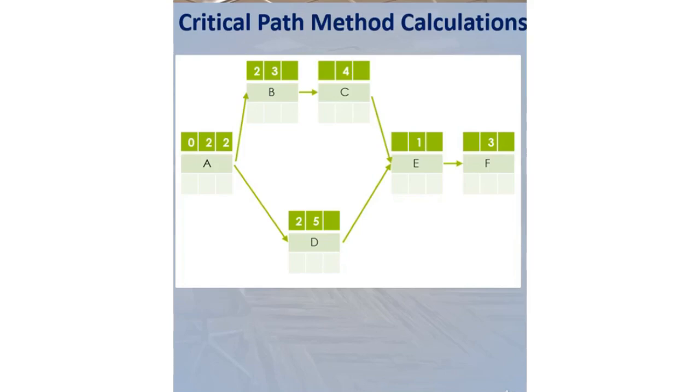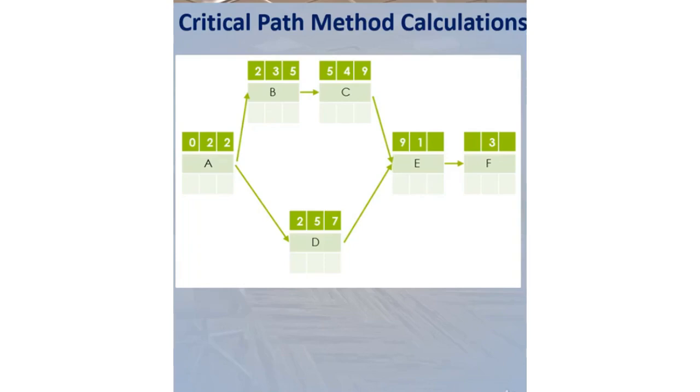We enter EF value of A in ES field of B and D. Now, we calculate the EF value of B by adding 2 and 3. It is therefore 5. Now, let's write this value as the early start value of C. Then, we calculate EF values of C and D and write in the corresponding areas. The EF value of C is 9 and EF value of D is 7.